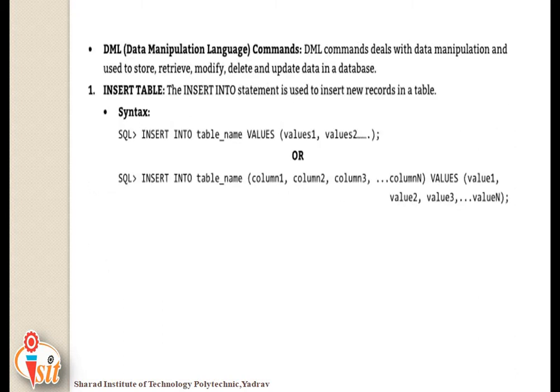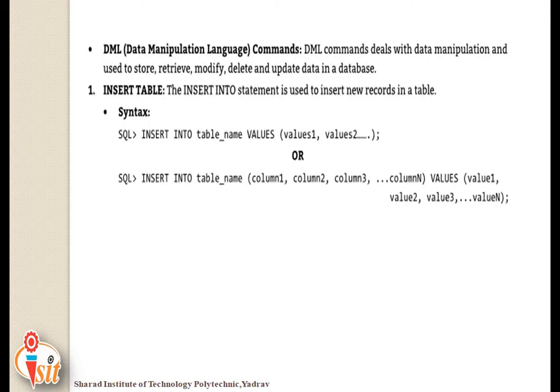This is all about the DDL, data definition language, and now we are going to DML, data manipulation language commands. Manipulation itself suggests that DML commands deal with data manipulation and are used to store, retrieve, modify, delete or update data in a database. What are the functions of DML? That is store, retrieve, modify, delete and update. These are the various functions performed by DML, the data manipulation language.